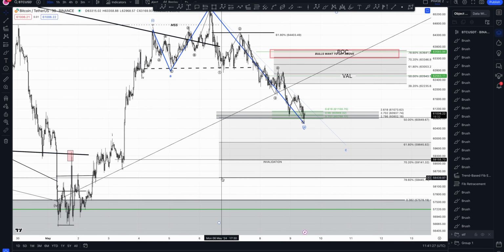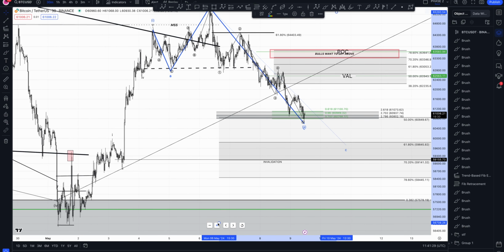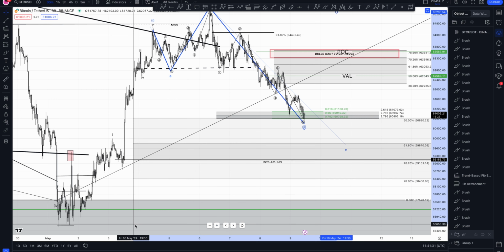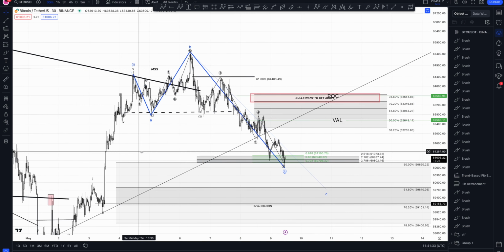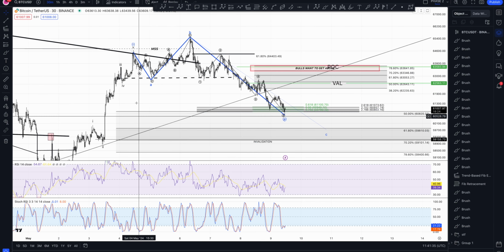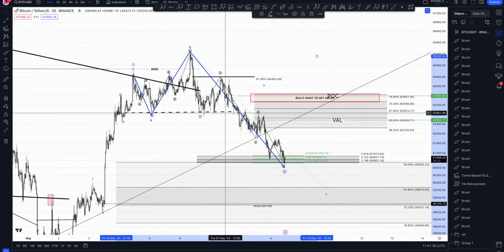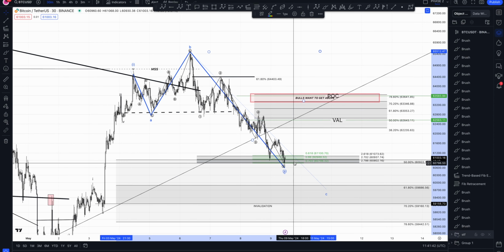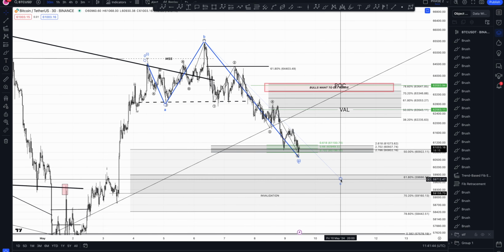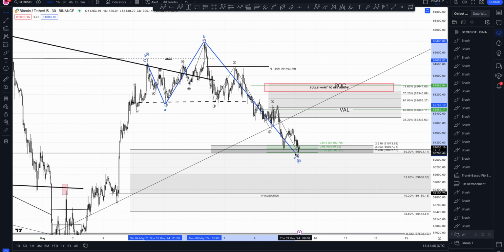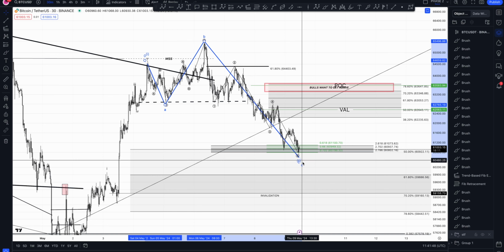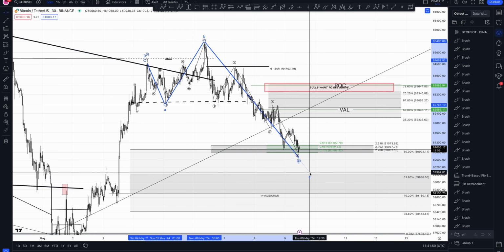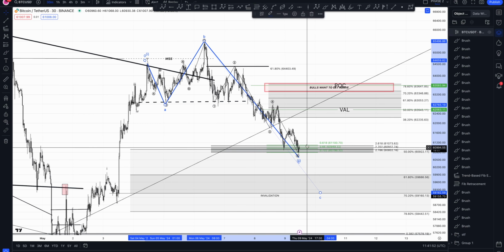See, if you take a fib from this very low over here up to this high over here, you see how we came down to the 50% here? Now this over here could be your alternate trajectory. So this C wave can be a little bit more extended towards the 61.8% fib or the 70.2% fib.